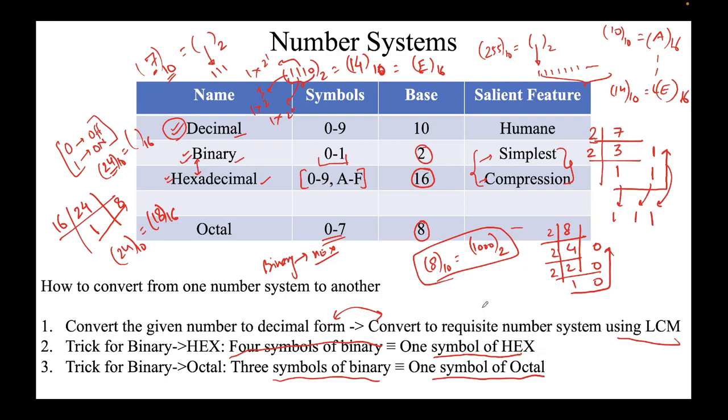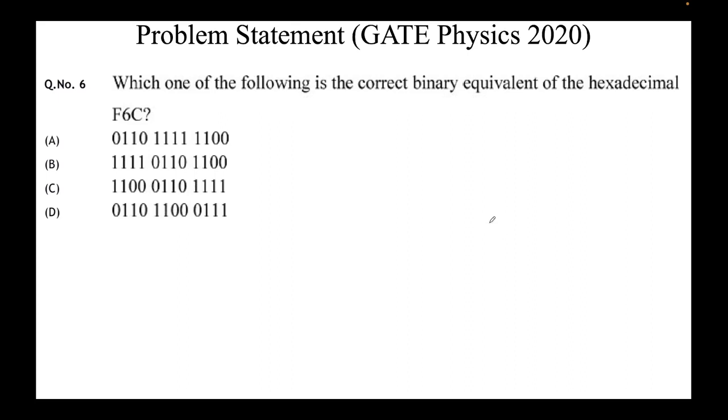Based on this, I have a question. This question was asked in the 2020 GATE physics exam. The question is, which one of the following is the correct binary equivalent? We are given F6C in base 16 is equal to what in binary?